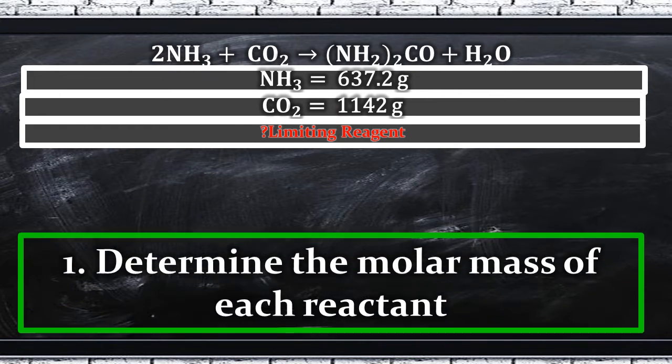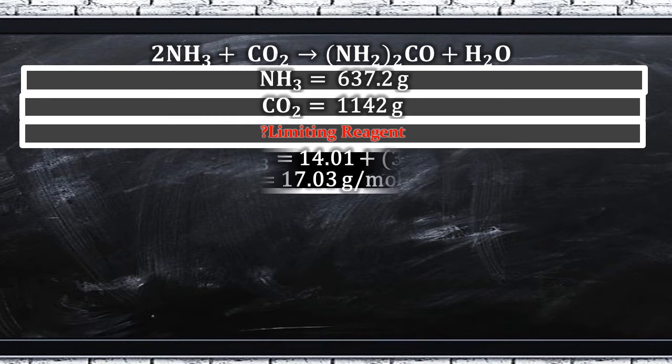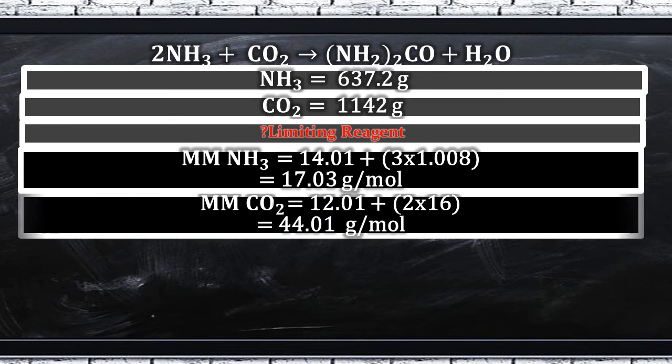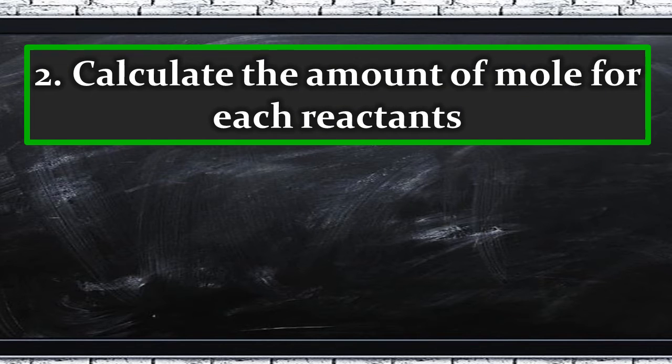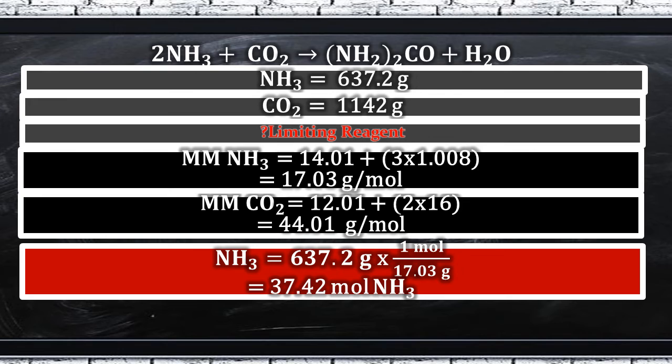The first step is to determine the molar mass of each reactant. The molar mass of ammonia is 17.03 grams per mole, while carbon dioxide is 44.01 grams per mole. Next, let's calculate the amount of moles for each reactant. To do that, let's use the molar mass of each reactant.